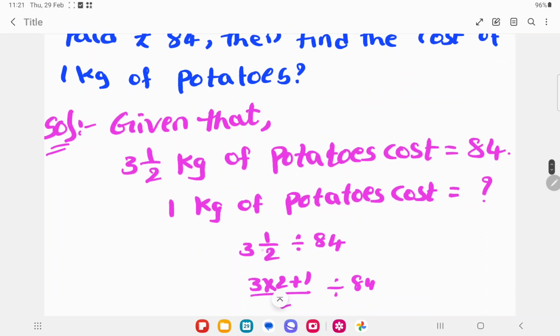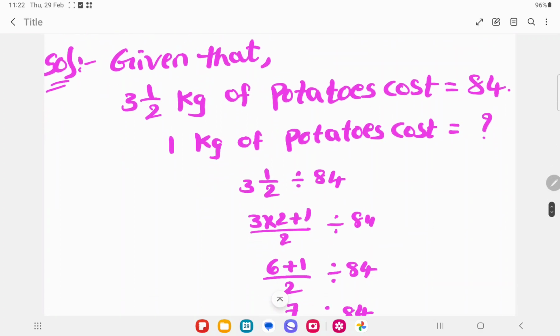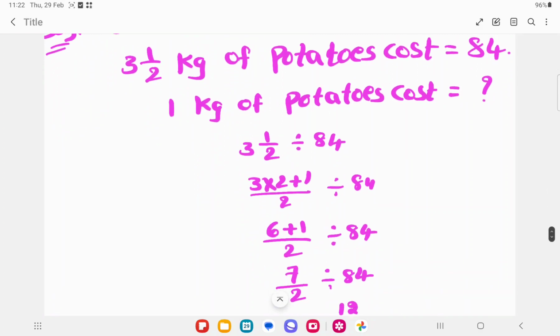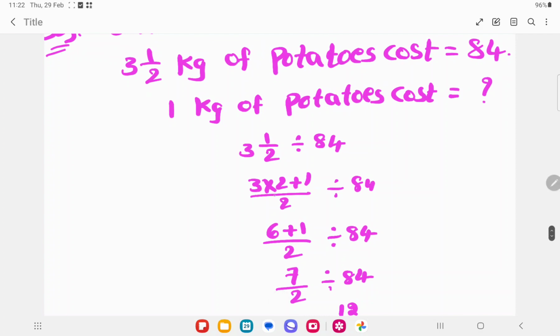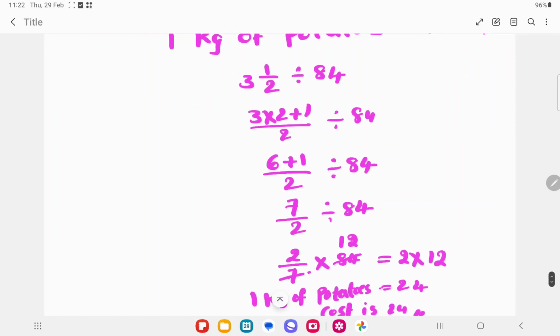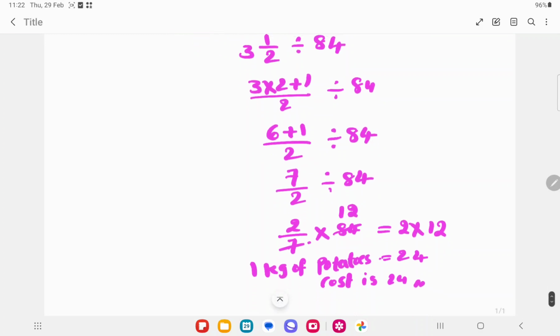So let's see. 3 1/2, that is 3.5 kgs, divided by 84. 3 1/2 is a mixed fraction. To convert to an improper fraction, how to convert? 3 into 2 plus 1/2, divided by 84. Here 3 2s are 6 plus 1/2, divided by 84. 6 plus 1 is 7. So 7/2 divided by 84. Here 7/2 is the reciprocal of the fraction, 2/7 multiplied by 84.